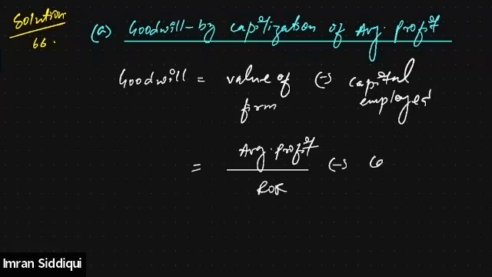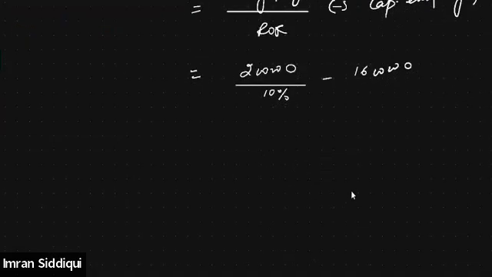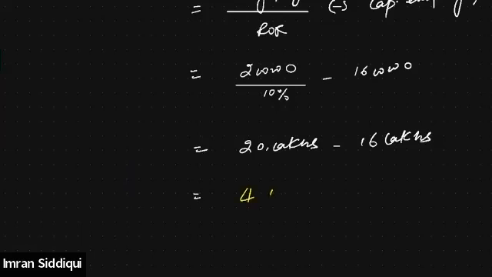Capital employed is already there in the question. We don't have to do any calculation for that. Average profit is given as 2 lakh. ROR is 10%. And capital employed is 16 lakhs. Okay. So once you divide 2 lakh by 10%, you will get 20 lakhs, minus 16 lakhs. You will get the answer 4 lakhs.